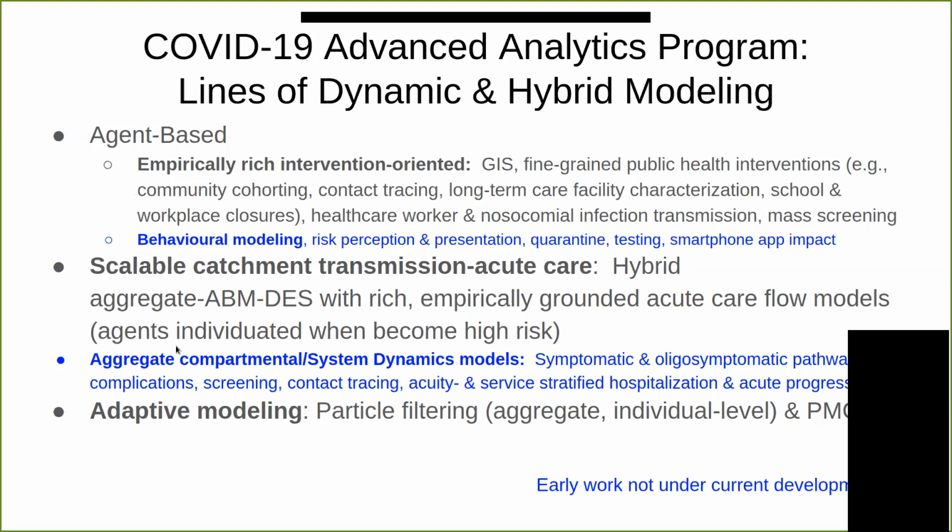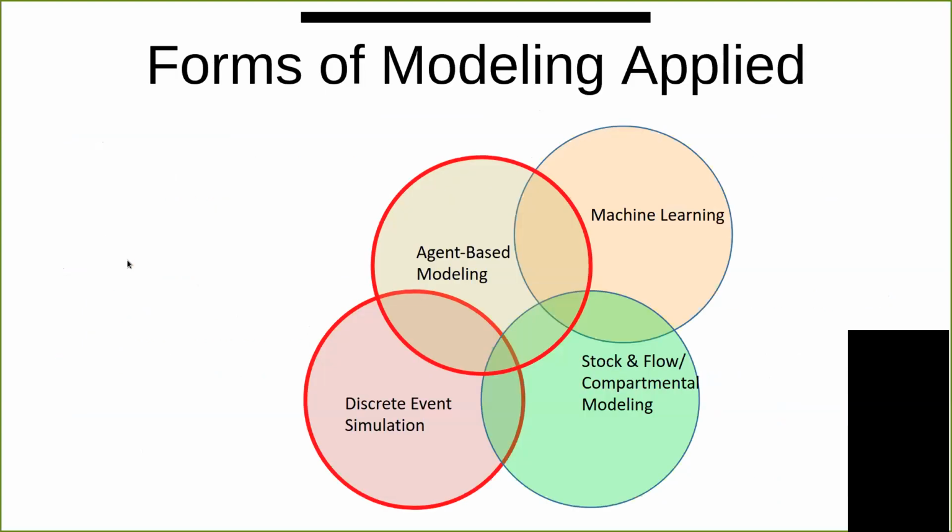The blue ones represent lines of early modeling work that are now no longer actively developed, more abundant as it were. But the three additional elements I'll be walking through include edge-based modeling, adaptive Bayesian modeling based on particle filtering, sequential Monte Carlo processes, and then finally scalable hybrids of compartmental on the one hand, system dynamics, and then on the other, agent-based and discrete event simulation.